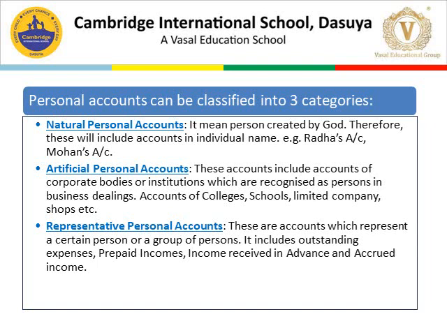Third one is representative personal account. These are accounts which represent a certain person or a group of persons. It includes outstanding expenses, it means expenses due but not paid. Prepaid incomes, it means incomes earned earlier before time.